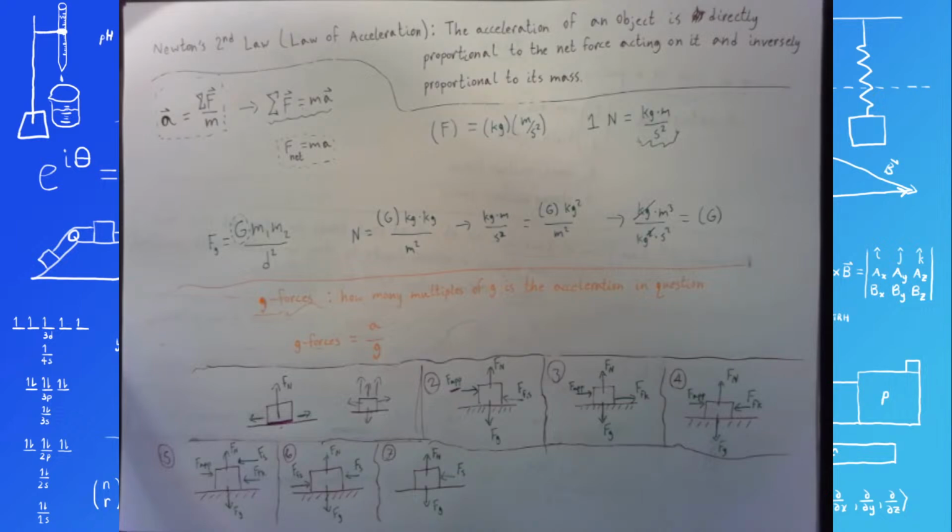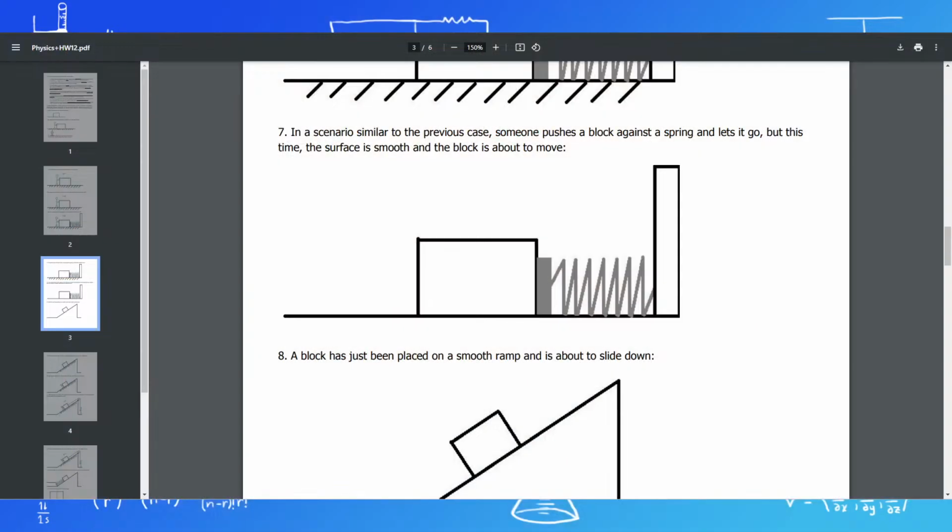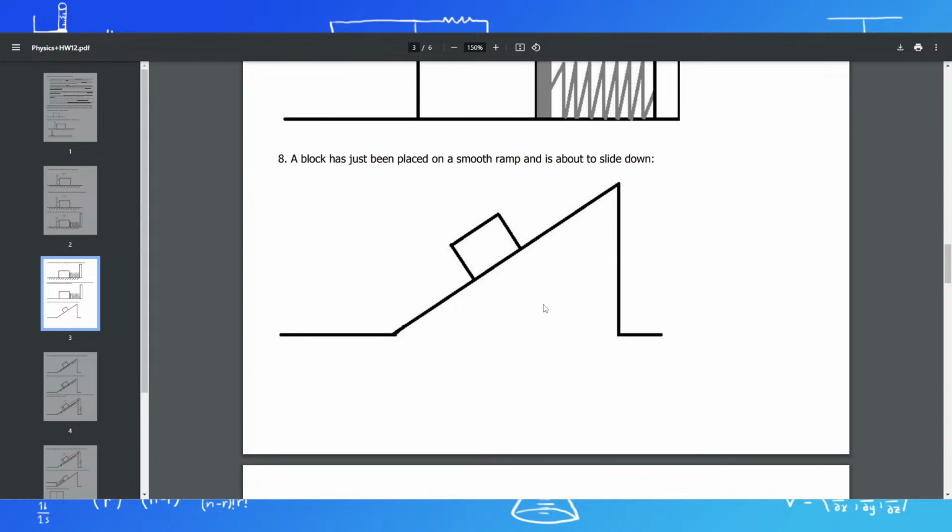All right, diagram number 8. A block has just been placed on a smooth ramp and is about to slide down.